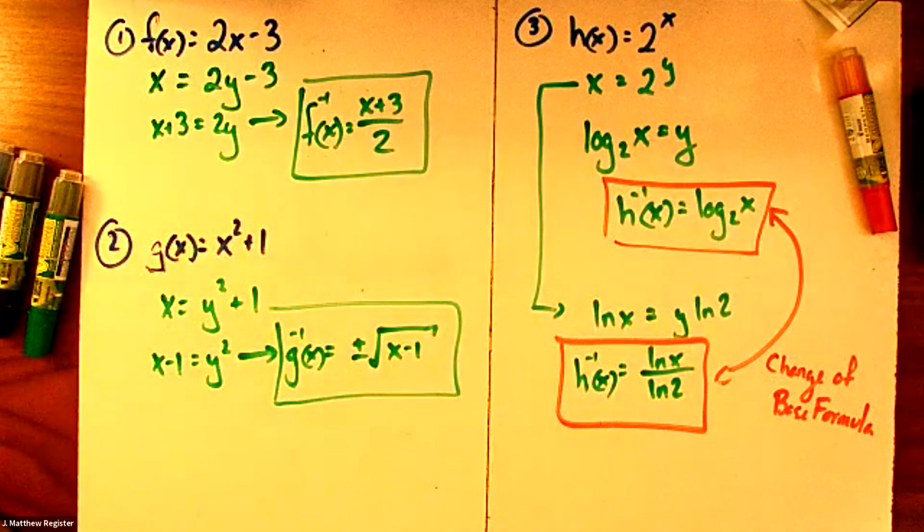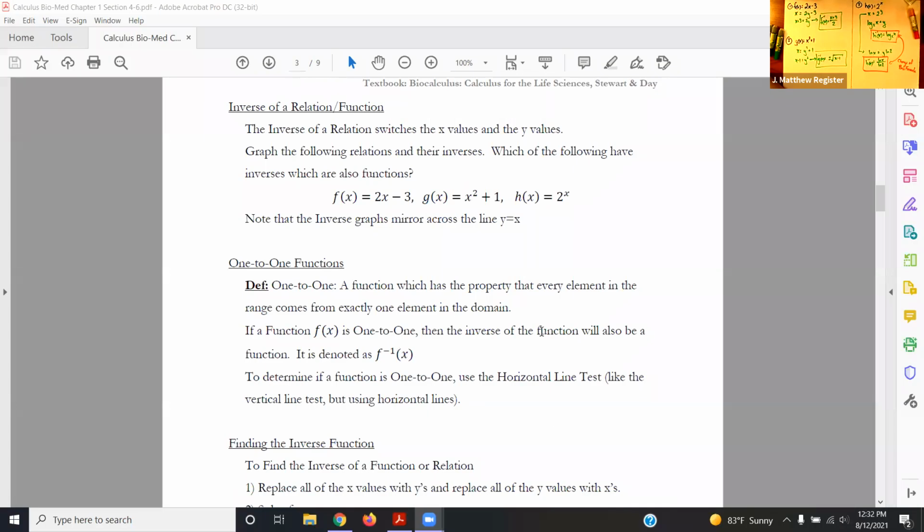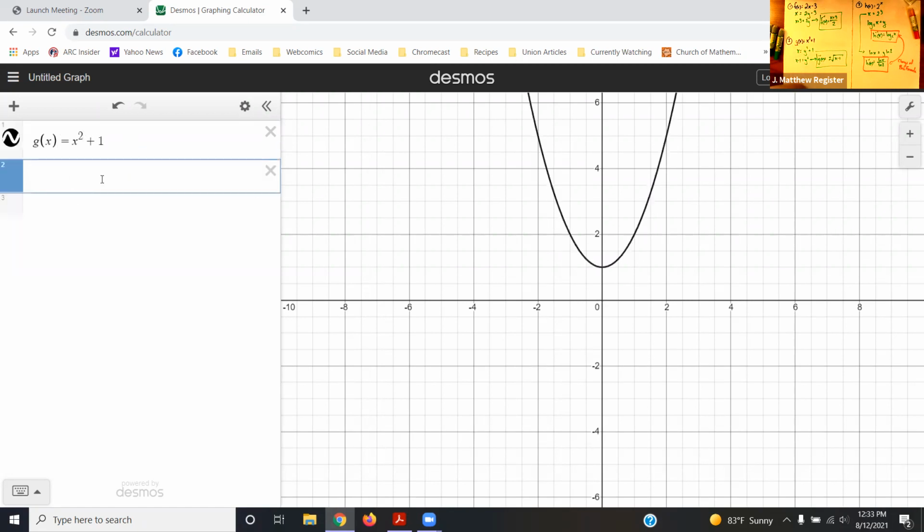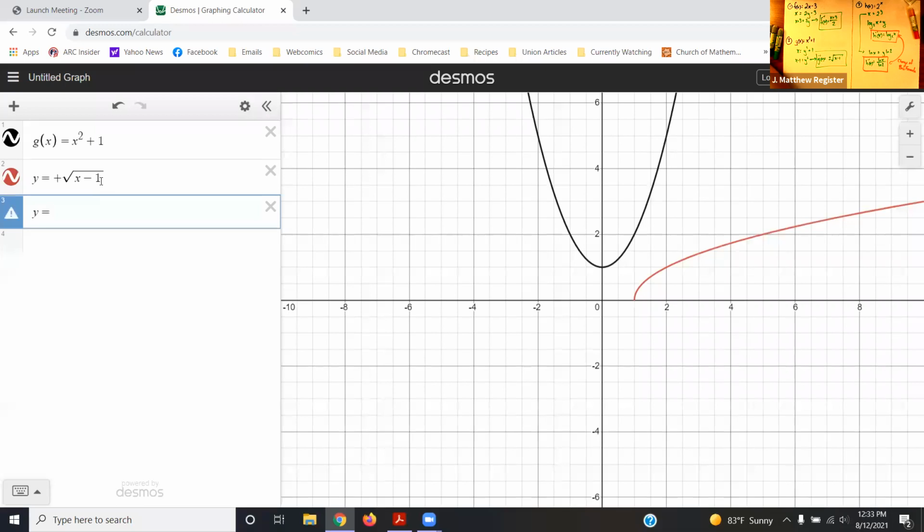We can graph these functions, and when we graph them, it turns out they're going to be reflections of one another. Note that the inverse graphs mirror across the line y equals x. We can demonstrate that really quick. Looking at, let's do the g of x function. So g of x equals x squared plus 1. That's what the graph looks like. For our inverse, we ended up getting two things. We got y equals the positive square root of x minus 1. And we get y equals the negative square root of x minus 1.